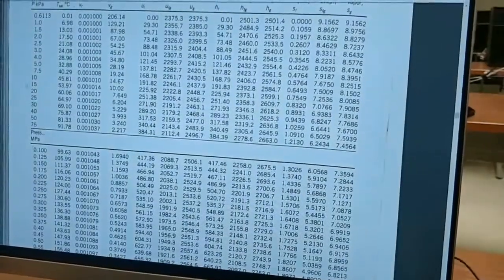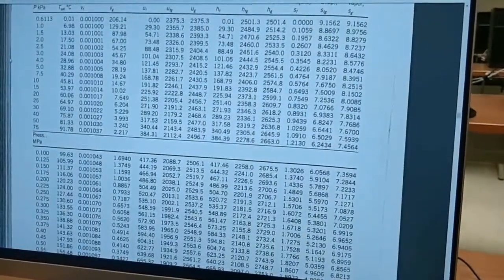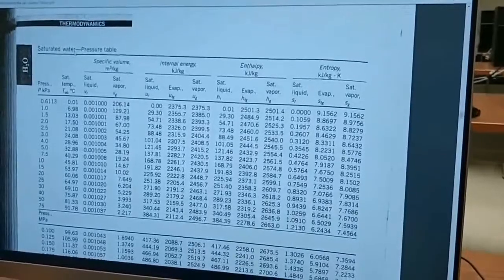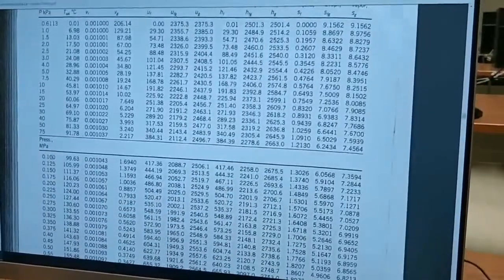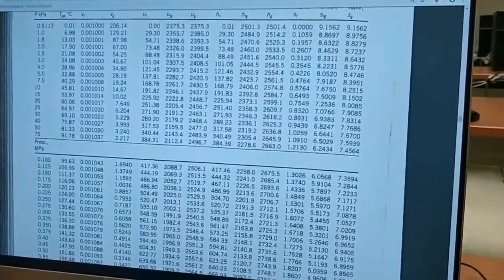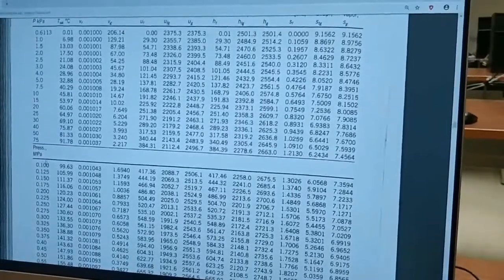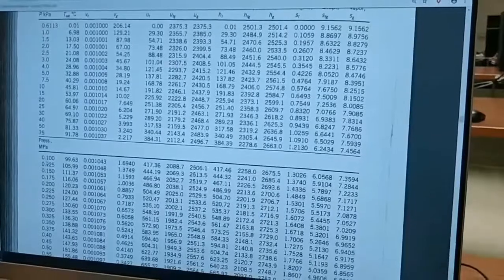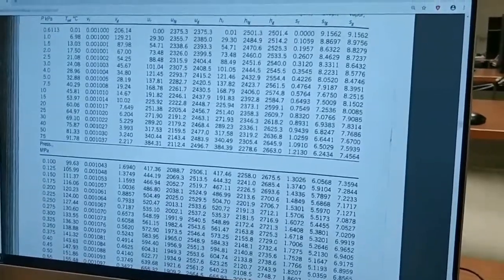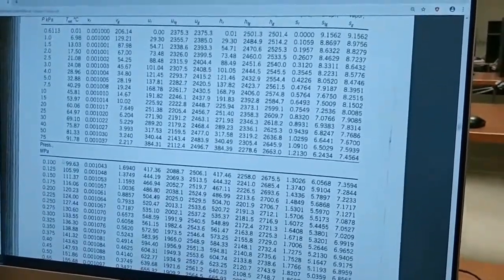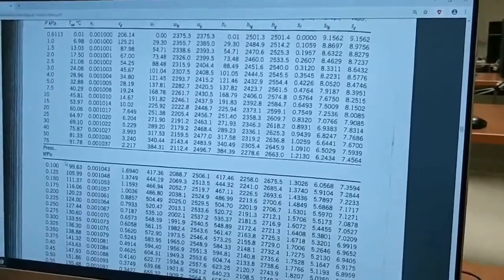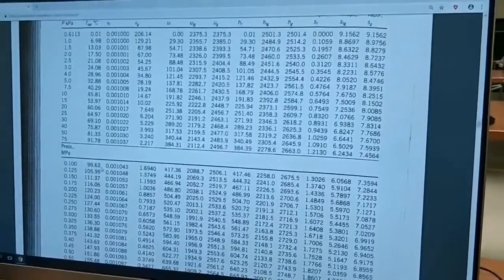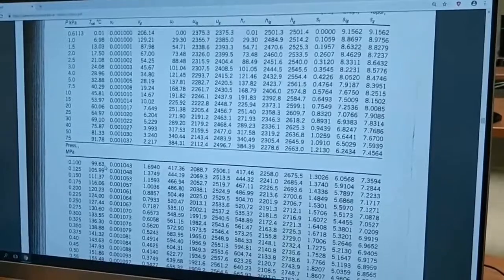Today we're going to talk about the pressure versus temperature tables. This is for saturated water. What this table tells us is the boiling point of water at different temperatures. As you can see, I have one atmosphere, which is 101.3 kilopascals, which is around 0.1 megapascals. Water boils at 99.63.